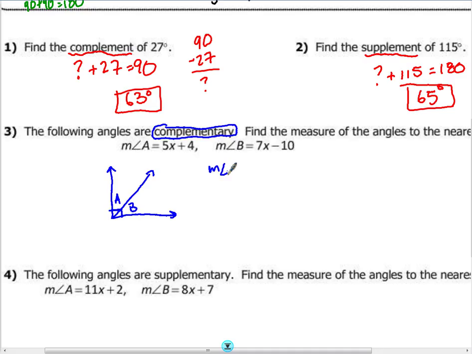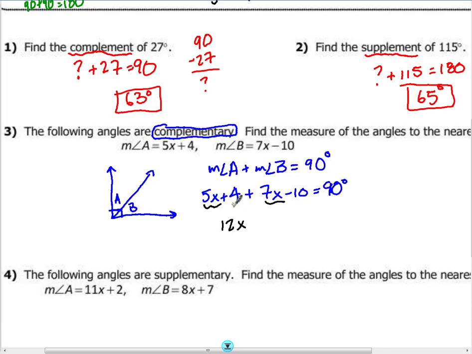So let's plug in our expressions for A and B, 5x plus 4 plus 7x minus 10, and let's set that equal to 90 degrees. Again, we're getting pretty good at solving linear equations, but we're going to combine our like terms. 4 and negative 10 gives me a negative 6. We're going to add 6 to both sides. And when we divide 96 by 12, we end up with an x value of 8. X equals 8.